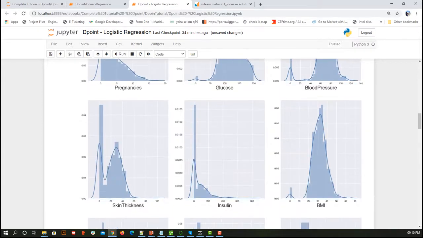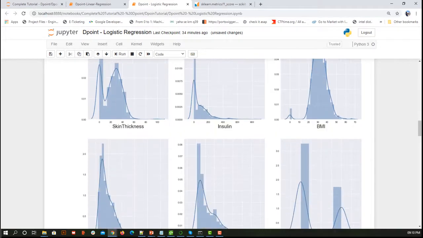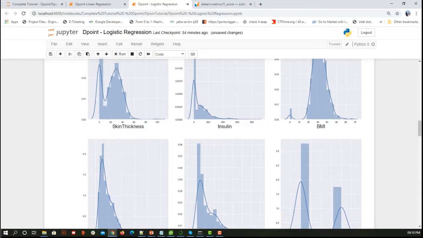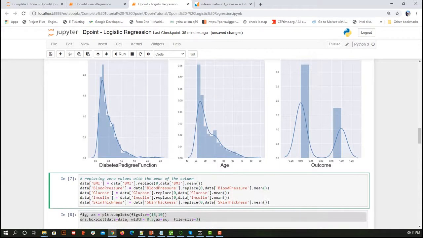So what we are going to do is, you can see we have different types of curves that are very far away from our ideal curve, which is a bell curve. So we are going to see that. Here, if you can see, in BMI we have some values of 0. And in diabetes pedigree function we also have some values of 0.